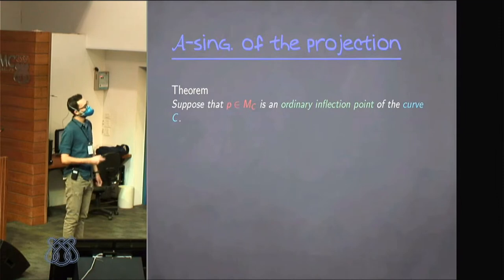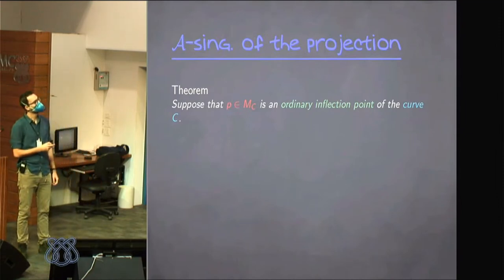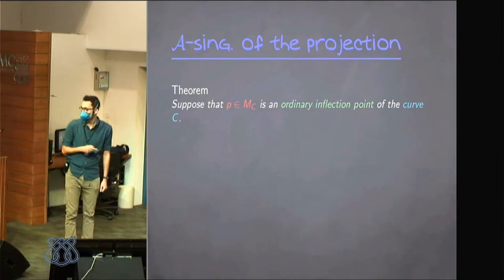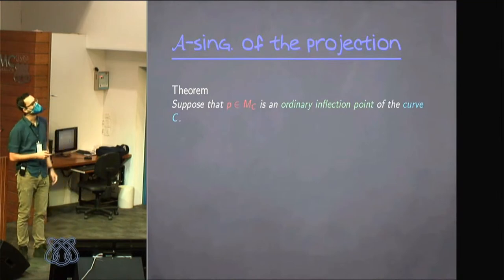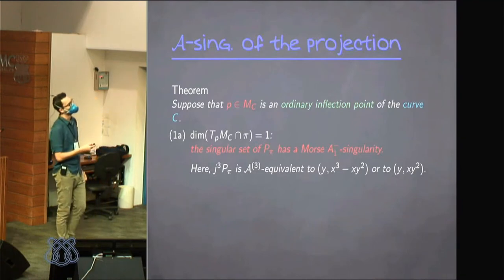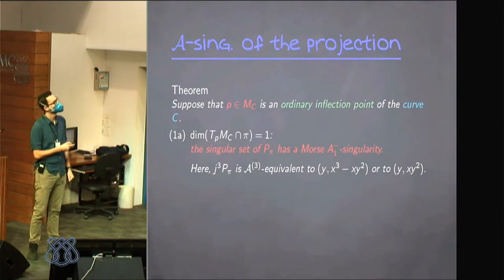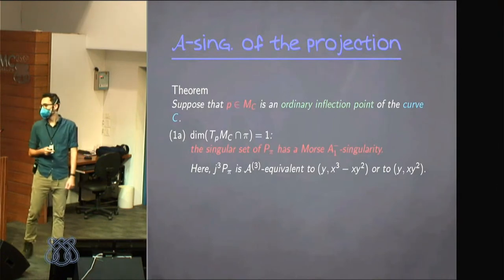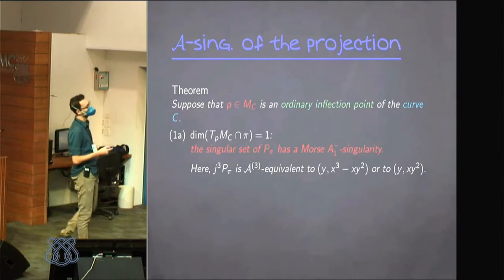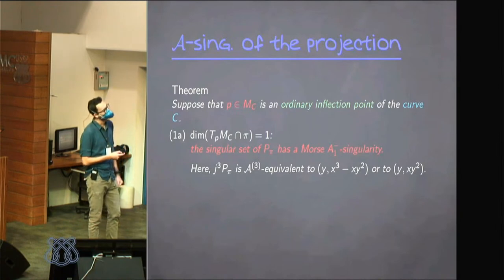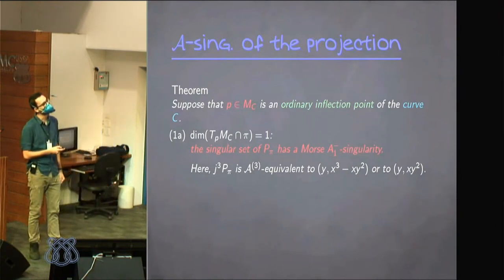Okay, the first theorem is: suppose B is a point in our Riemann surface, an ordinary inflection point of the curve. This means we are at a degenerate inflection point of the surface. In that case, if we are in dimension 1 for this intersection, the singular set of our projection has an A1 minus singularity, and the 3-jet is equivalent at this singularity. This case here is X, and another case is like that.